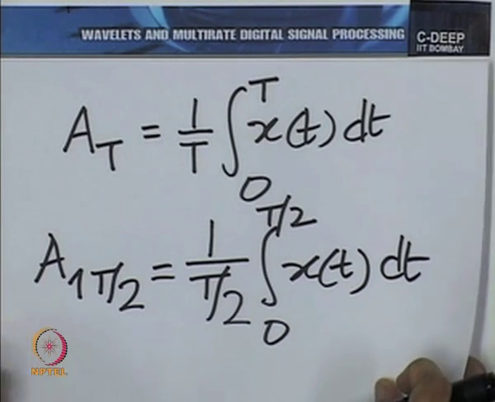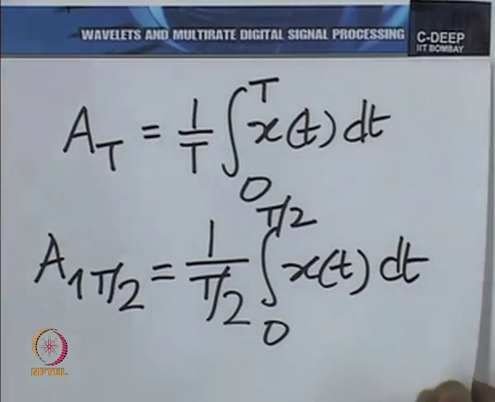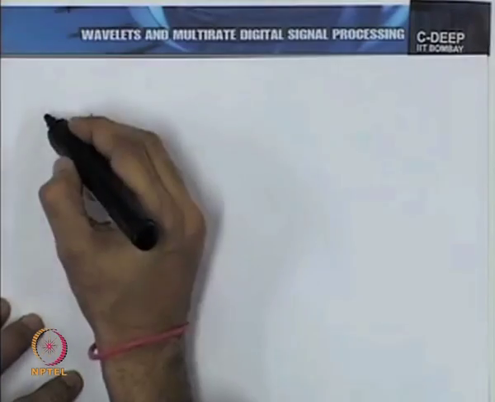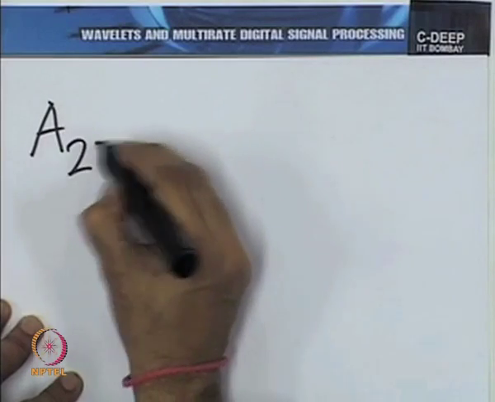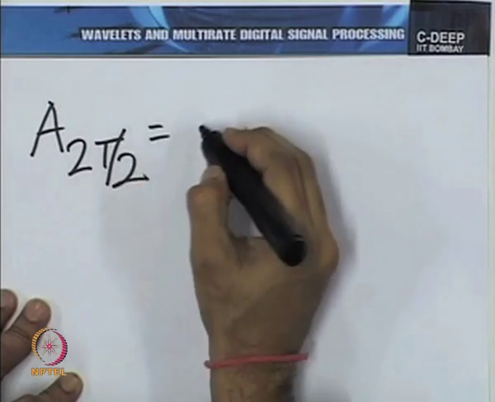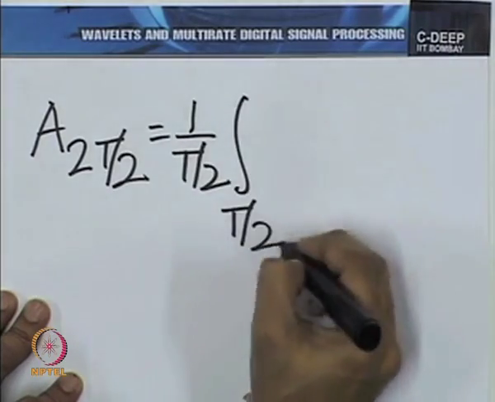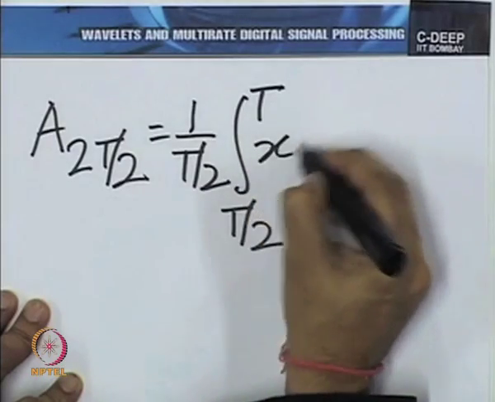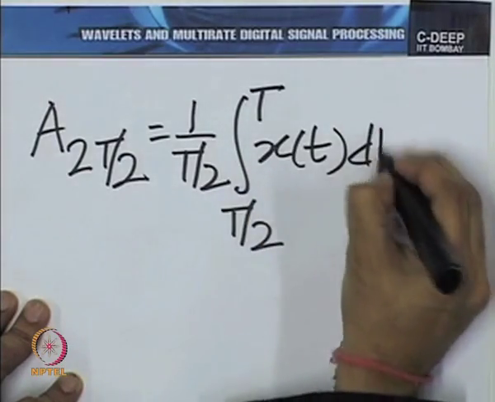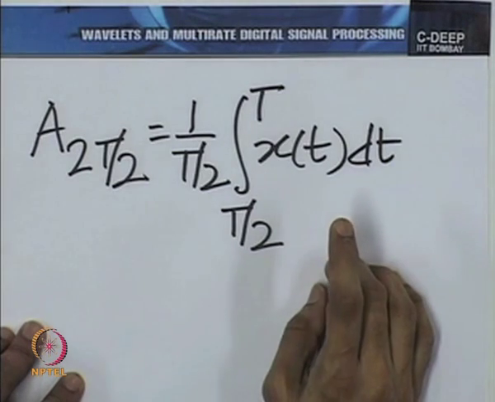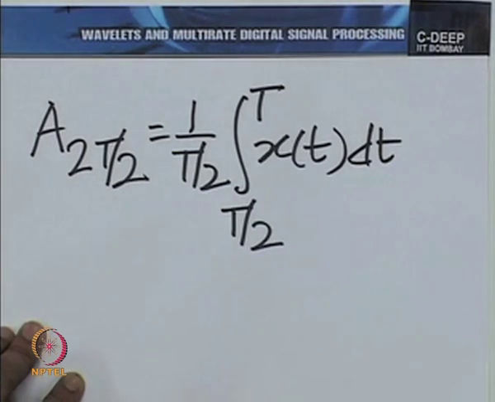And similarly, A2 t by 2 is 1 by t by 2 integral from t by 2 to t x t dt. For convenience, let me flash all the three expressions before you once again.